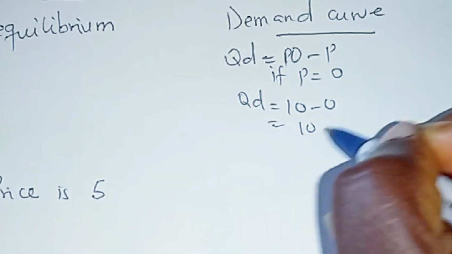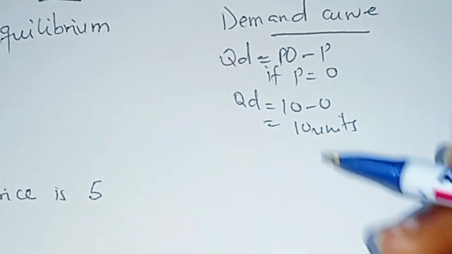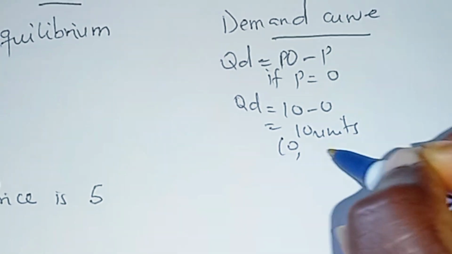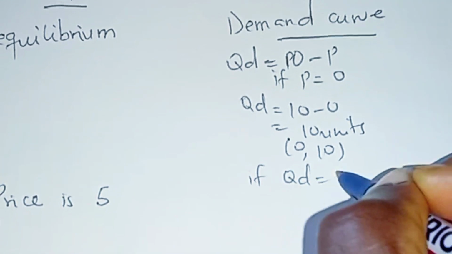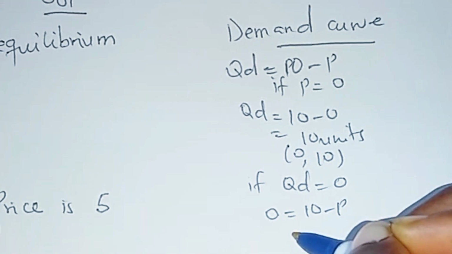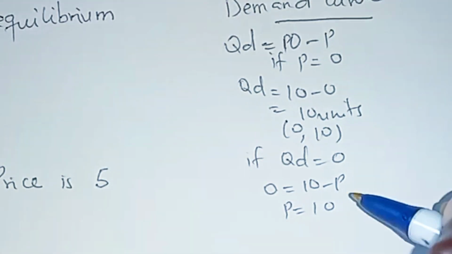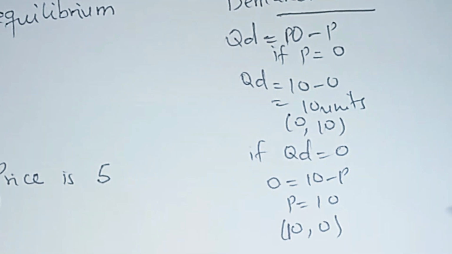And if QD is equal to 0, what will be the price? So 0 is equal to 10 minus P, and P is 10. So at price 10, quantity is 0. At price 0, quantity is 10. We repeat the same thing with our supply curve, and we know that our supply function is equal to P.